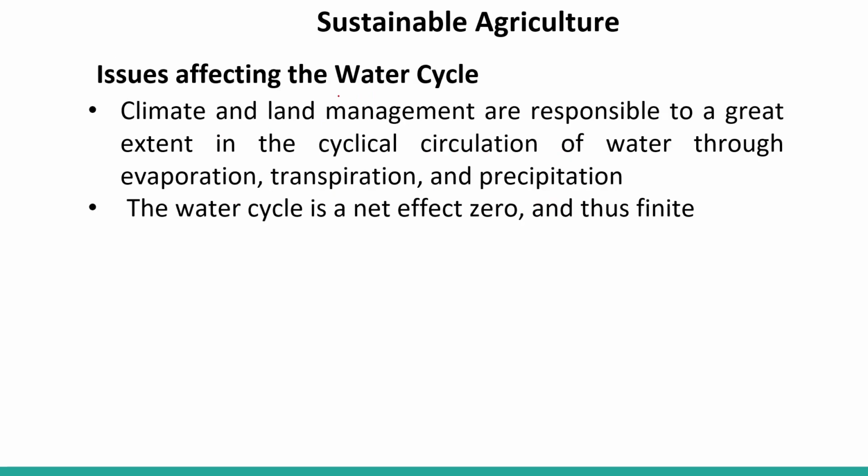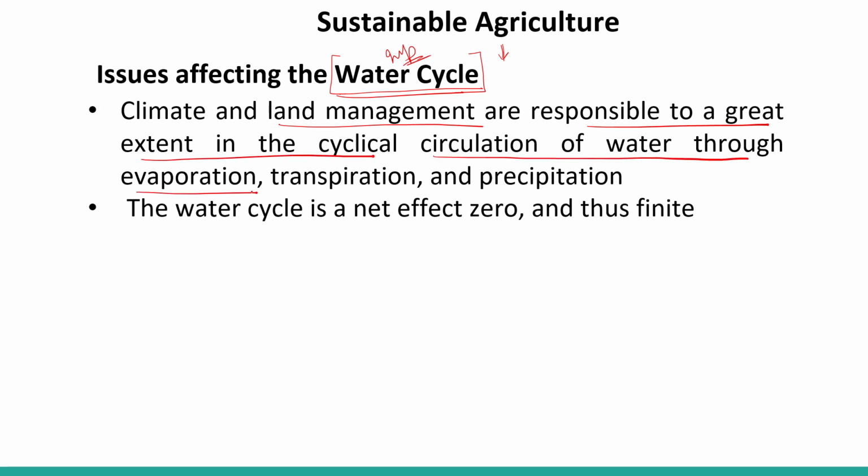Issues affecting the water cycle. There are so many issues that affect our water cycle, and this is very important, because the water cycle is actually bringing water to the land surface, to the earth. So the climate and the land management are responsible to a great extent in the cyclical circulation of water through evaporation, transpiration, and precipitation. The water cycle is a net effect zero and thus finite.